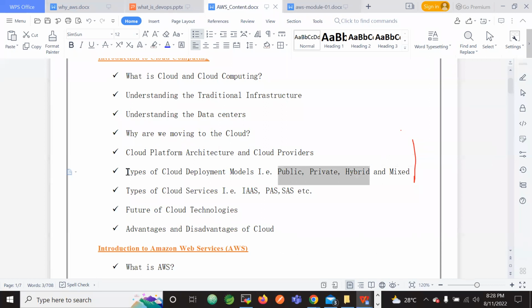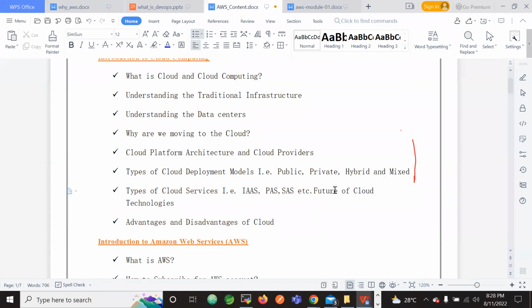Assume you don't know the types of cloud deployment models, but you have completed the AWS course and even got the Cloud Practitioner certification. If the interviewer asks in real time, you said you set up one production architecture, right? What kind of deployment model is it? If they ask that, then there will be no answer.